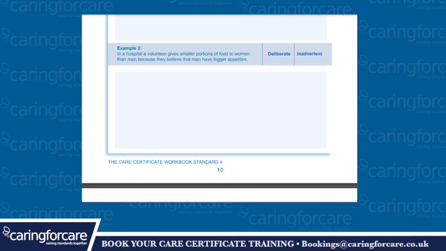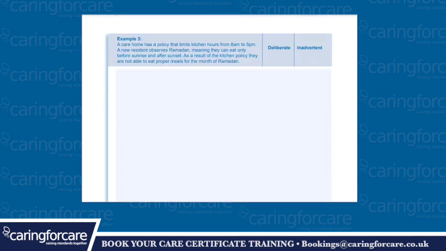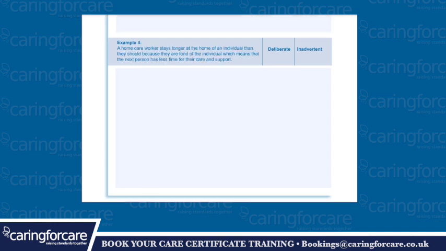Example 2. In a hospital, a volunteer gives smaller portions of food to women than men because they believe that men have bigger appetites. Example 3. A care home has a policy that limits the kitchen hours from 8 a.m. to 5 p.m. A new resident observes Ramadan, meaning they can only eat before sunrise and after sunset. As a result of the kitchen policy, they are not able to eat proper meals for the month of Ramadan. Example 4. A home care worker stays longer at home with an individual than they should because they are fond of the individual, which means that the next person has less time for their care and support.